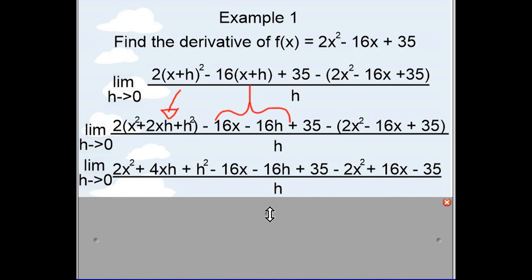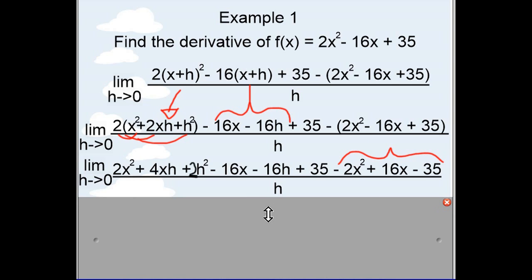The next step, we want to distribute this 2 to each of these terms. And I'm sorry, I should have a 2h squared right here. Distribute that 2 to each of these terms: 2x squared plus 4xh plus 2h squared. Carry the minus 16h and minus 16x from up here, plus 35. And then from this step, we distributed this negative sign to our original function. Since we are subtracting the entire thing, we want to distribute the whole negative.